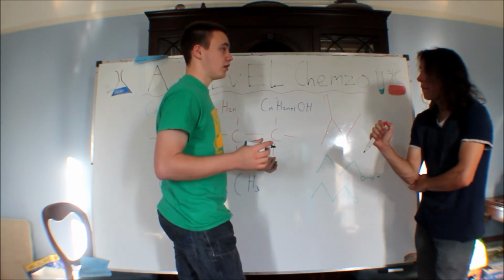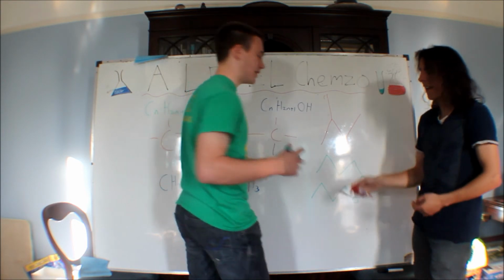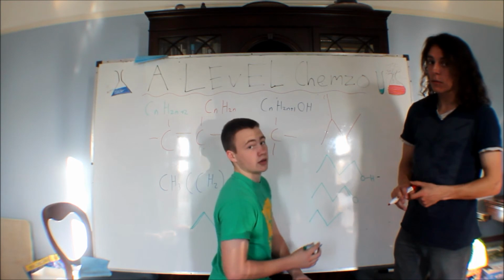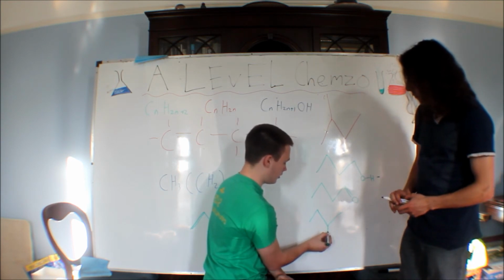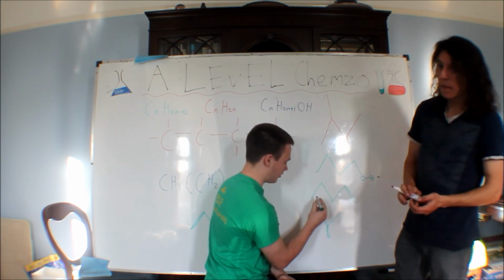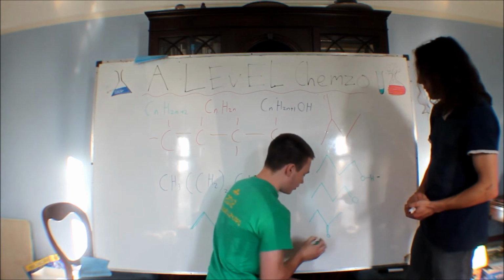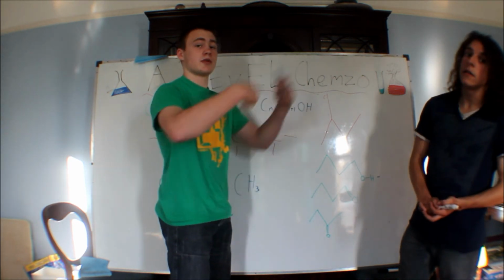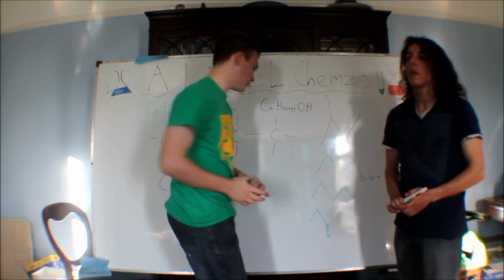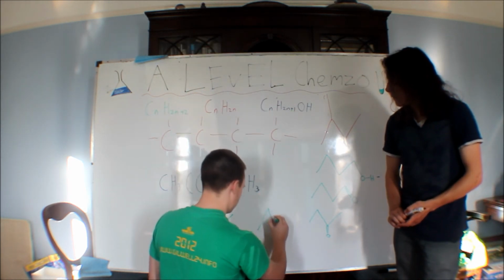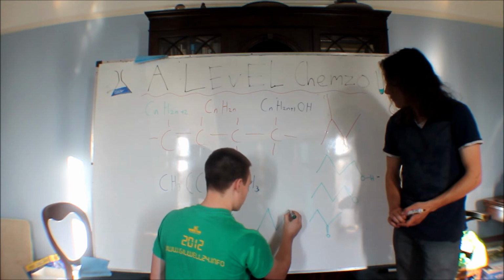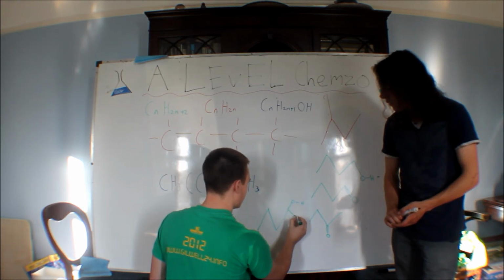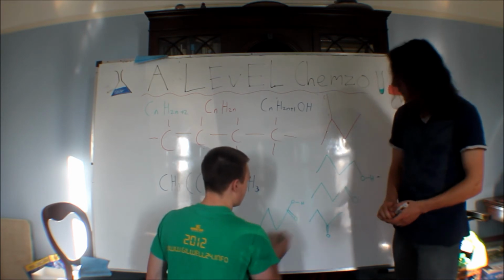Then we had the ketone, sorry, after the aldehyde. That has a double bonded O somewhere in the middle, so that would just be like this. And finally, we had a carboxylic acid, which is a double bond to O, and OH at the end. So if you have butane, at the end you'd have a double bond to an O, and an OH, as was said.